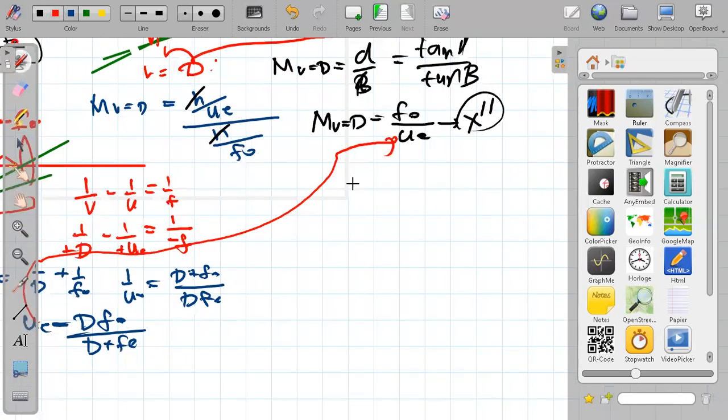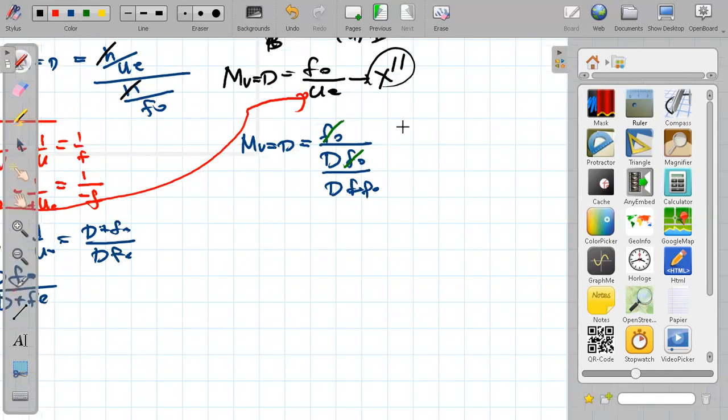Now your answer becomes M equals... F naught over D F naught over D plus Fe. Oh yeah, it looks very ugly for me. I just cancel off like this. Finally, I have to invert this now. M equals D plus F naught over D.